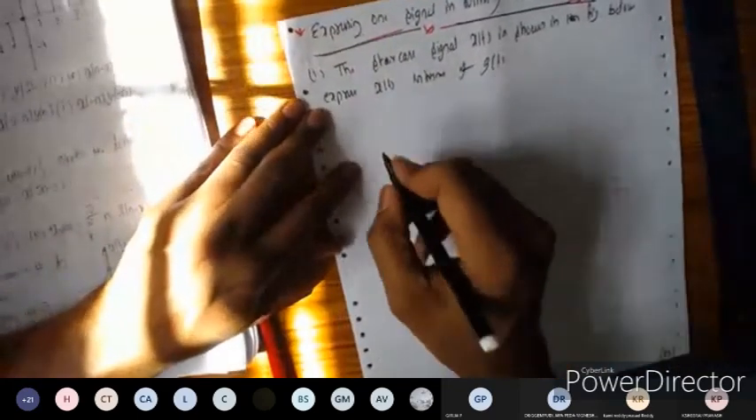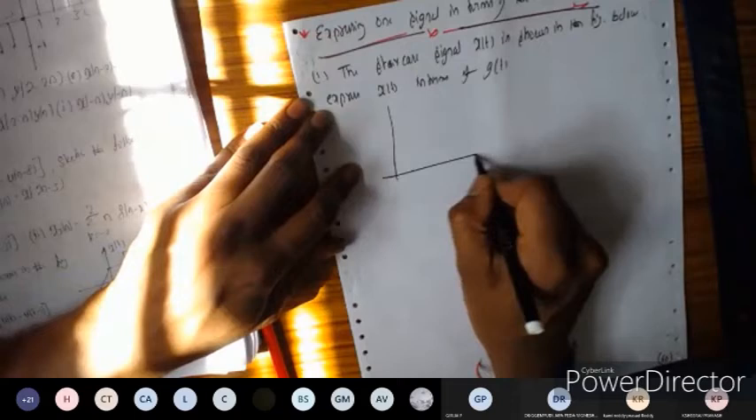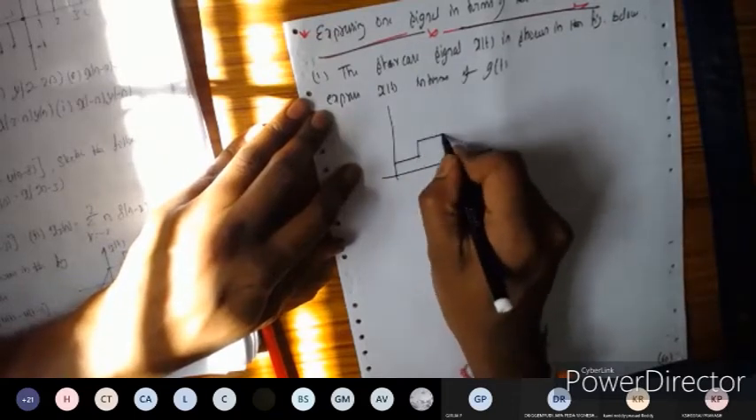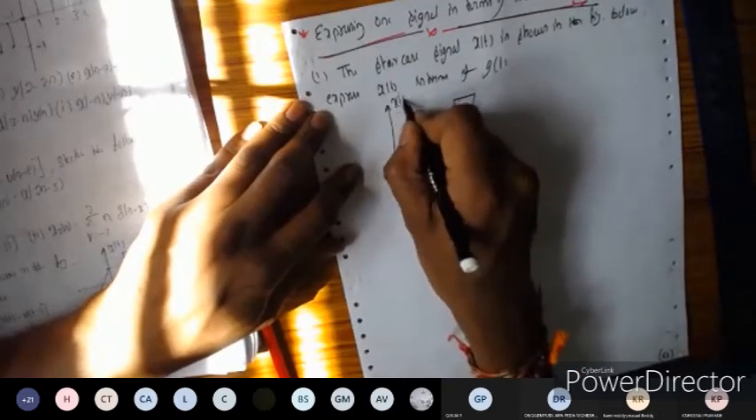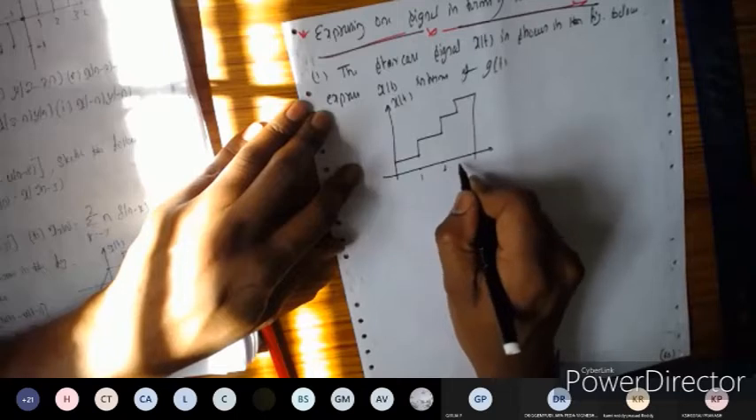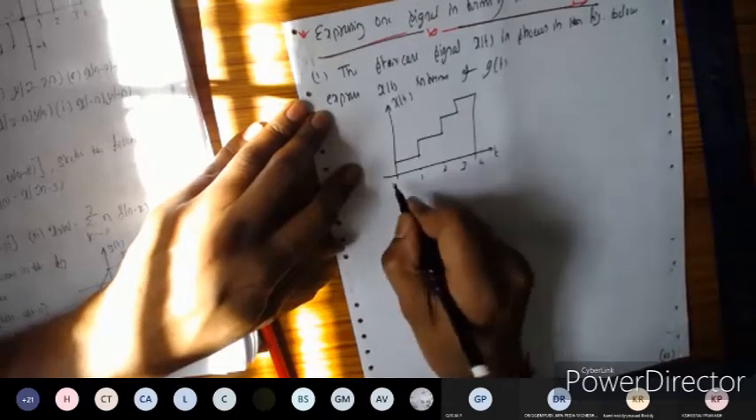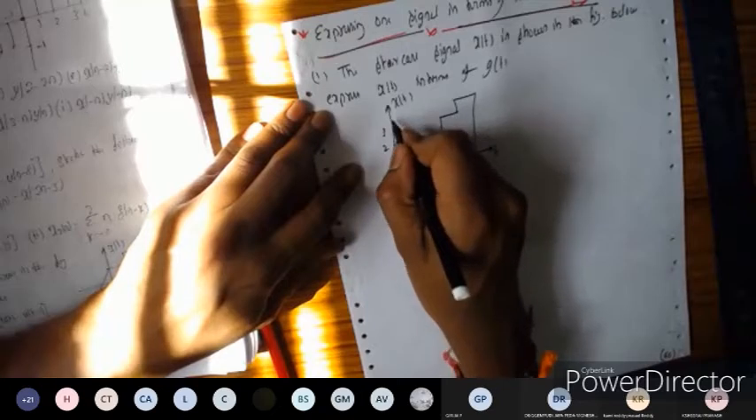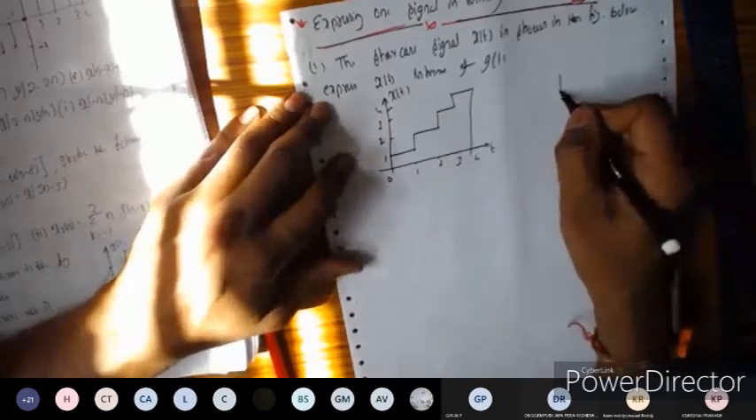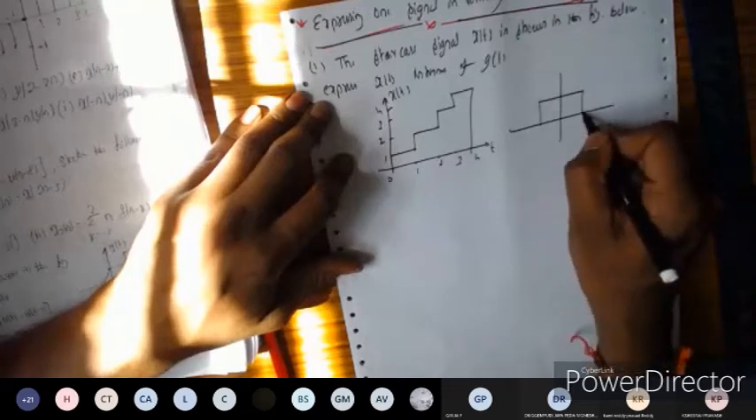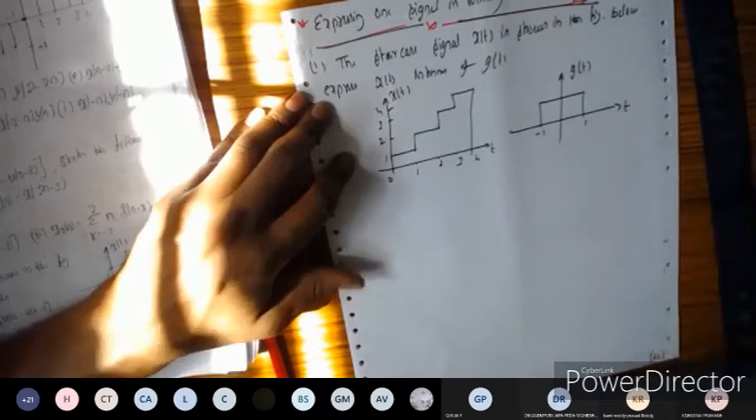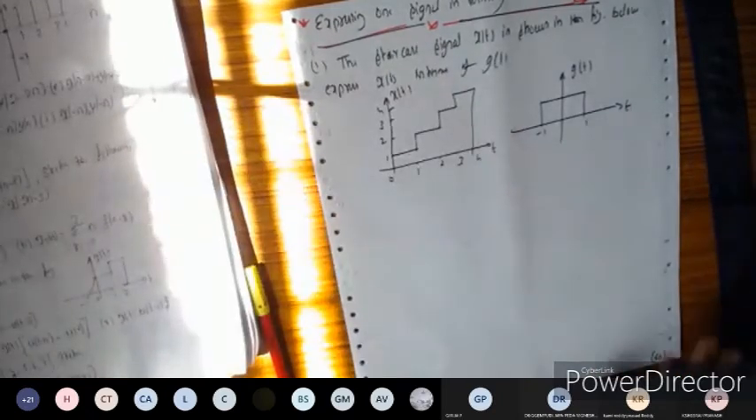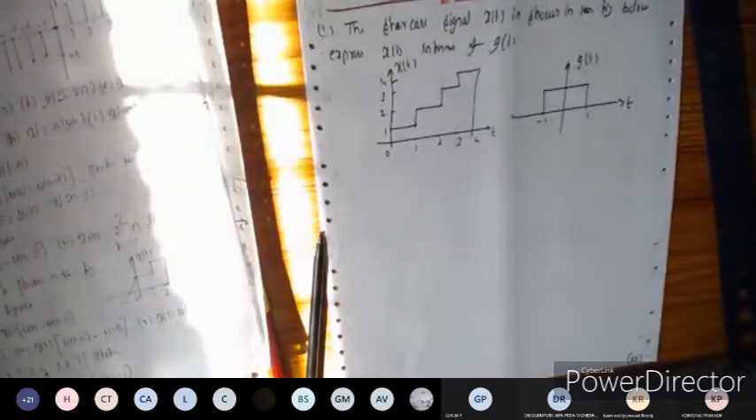So the signal x of t is given here, expressed as a staircase waveform. This is x of t, and the corresponding amplitude is this one. The signal g of t is also given. This is the signal g of t, from minus 1 to plus 1 here. Okay, take the waveform.